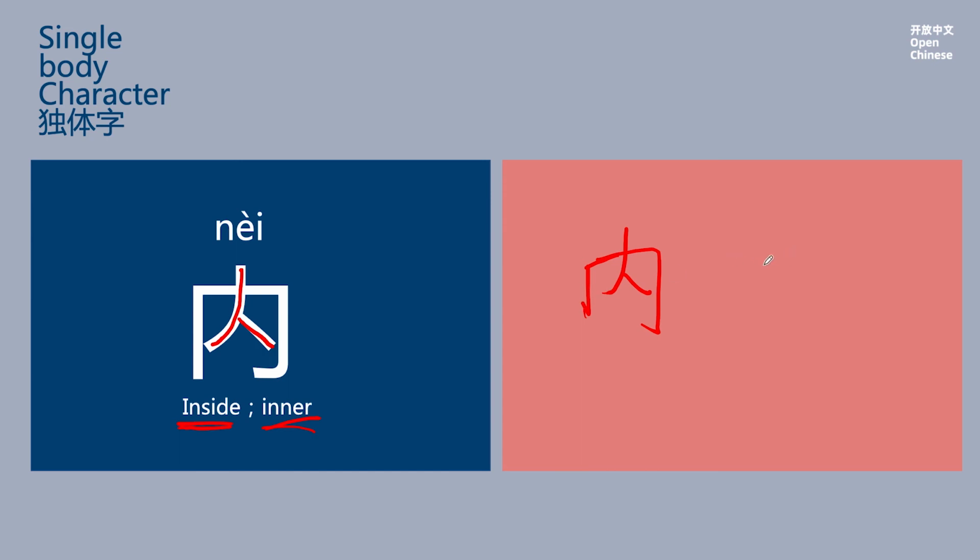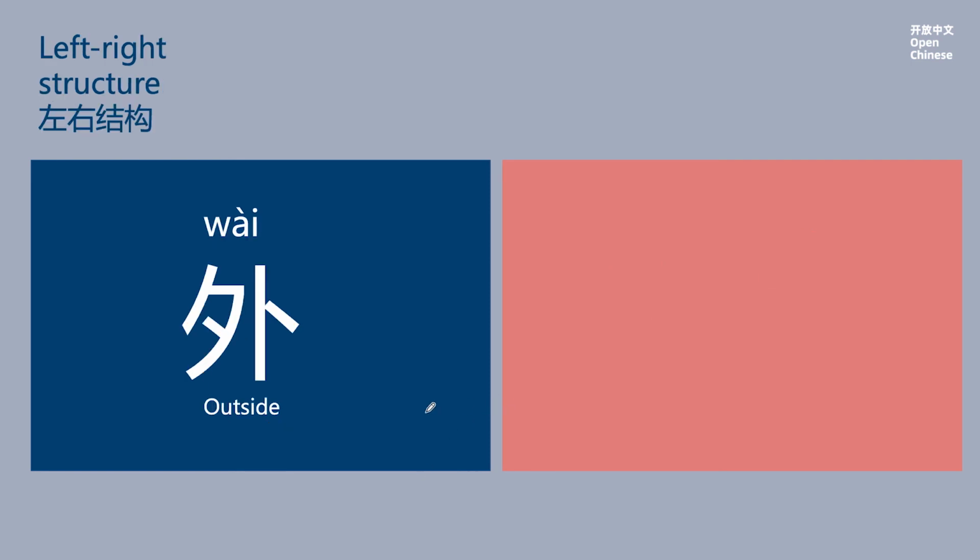When you are inside a bathtub, you can imagine, right? A person inside a bathtub, that's inside the bathtub, not outside. 内 meaning inside, inner. And of course, we have 外 meaning outside, outsider. Okay, 外.